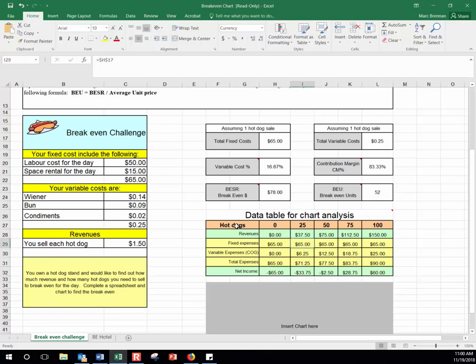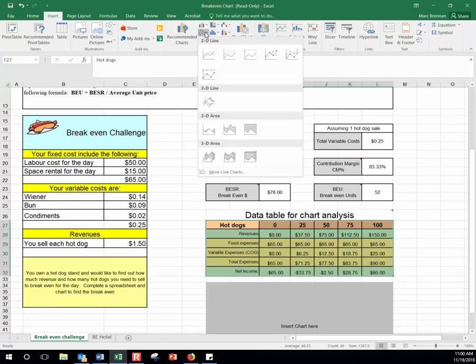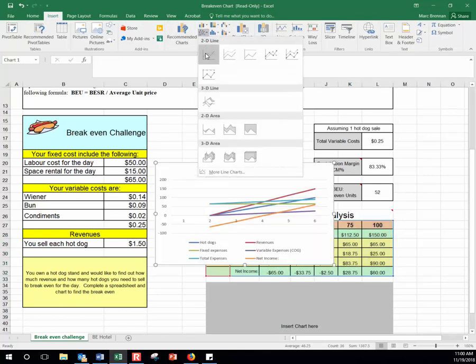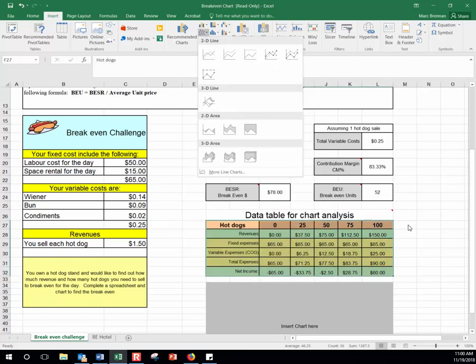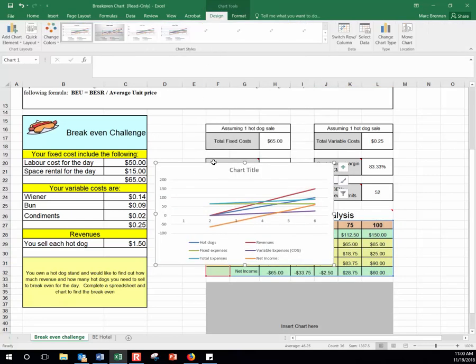So we're going to highlight only set information here. We're going to, well, you know what? We'll highlight the entire table. We're going to go to Insert, and we're going to select a line chart. Okay. So a 2D line. So again, highlight the table, go to Insert, and select Line Chart, and there you go.